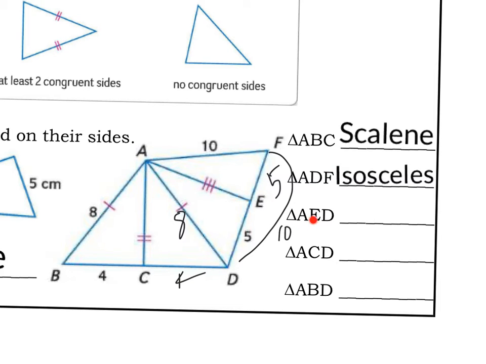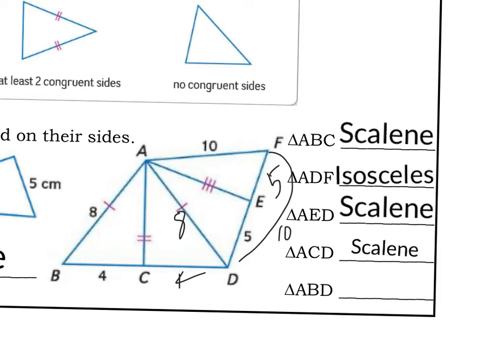So next we'll look at AED. So A here, AE there, and then here's D. So we have different, different, different. So this is going to be another scalene triangle. Next is ACD. So A here, C there, D there. So this is going to be different than this. And so we don't know what this measure is, but this is 8, this is 4, so it's going to be all different again. So ACD is another scalene triangle.